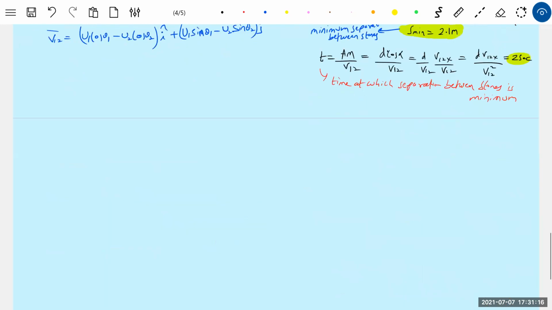Now, we can understand this problem a little more systematically if we calculate the range. What was the range of the first stone? U1, I'll write down all the values. What was the given value? U1 was 10 meter. This will really help us in understanding the problem, and we'll get exact clarity.